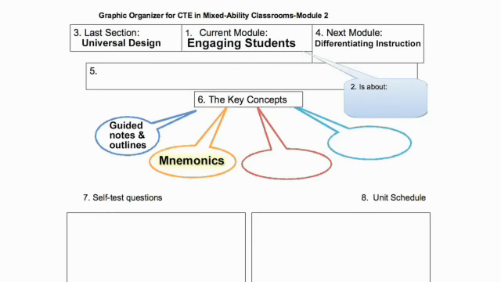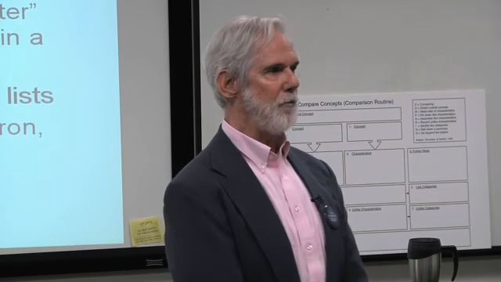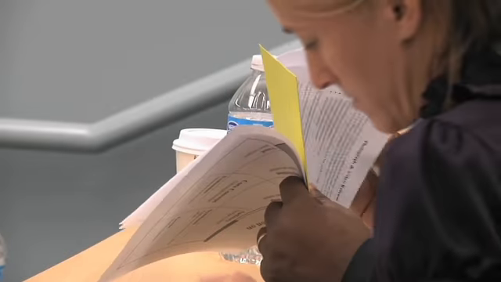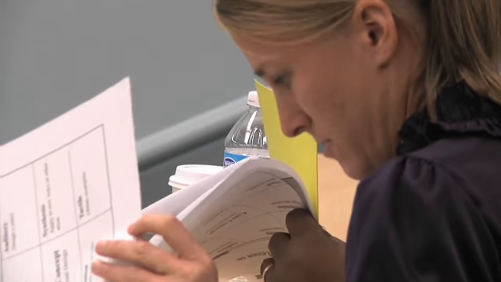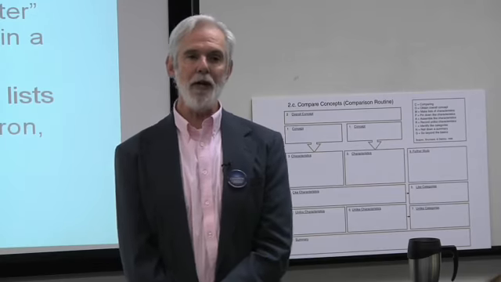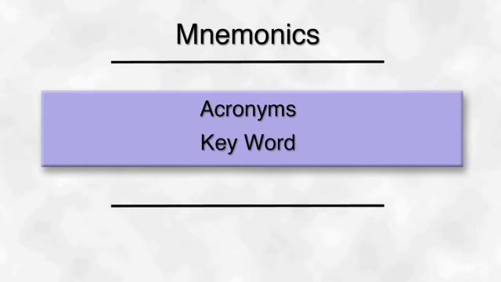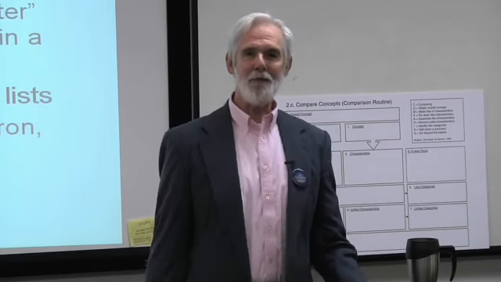The second one is mnemonics. Mnemonics are like the second most powerful evidence-based practice in teaching. And it's a way of engaging people to concepts that may be a little bit more foreign to them. I'm going to talk about 2 types of mnemonics, and that is acronyms and keyword mnemonics.